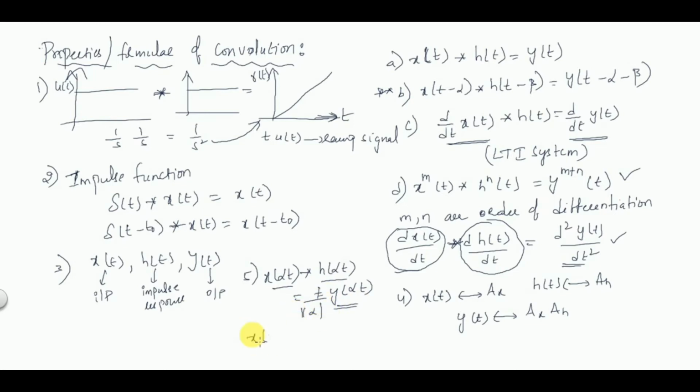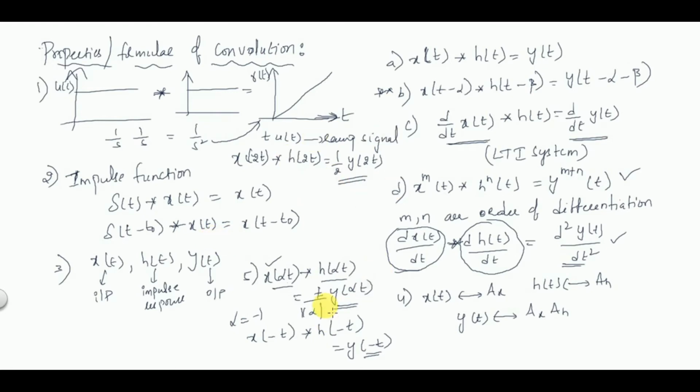This is helpful when you are finding for alpha equal to minus 1. If you have x of minus t convolved with h of minus t, then just substitute alpha equal to minus 1 in this expression. So it is 1 by mod of minus 1, which becomes 1 only, so it is not required to write. It will be equal to y of minus t only. Similarly, if you have x of 2t convolved with h of 2t, it is equal to 1 by 2 into y of 2t. Very simple.